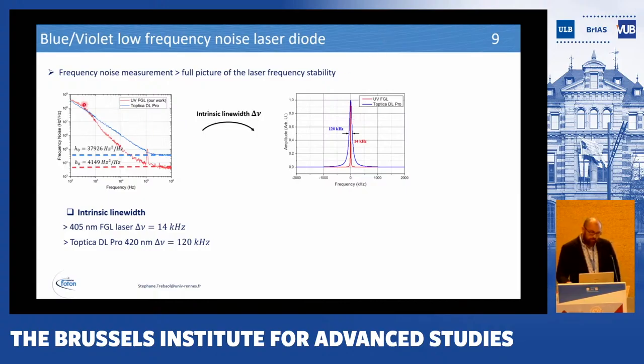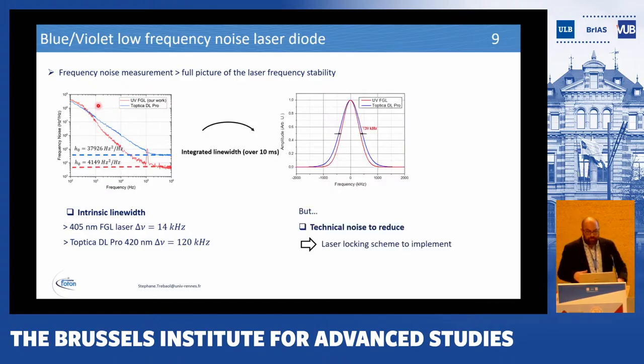So if now we have a look at low frequency, again, we will retrieve the fluctuations of this narrow laser. And if you integrate the noise, you will retrieve a broadened transition, which is still limited to the range of hundreds of kilohertz. But we can face such noise by implementing some locking scheme. I don't have time to develop it, but this can be done.